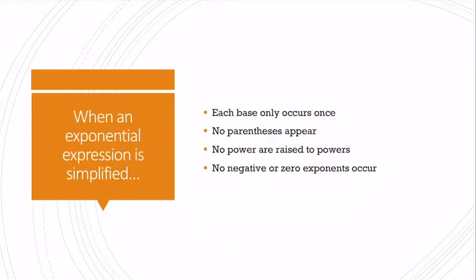So when is an exponential expression fully simplified? An exponential expression is fully simplified when each base occurs only once, there are no parentheses, no powers are raised to other powers, and there are no negative and no zero exponents. So remember, if I have something to a zero exponent, it becomes 1.